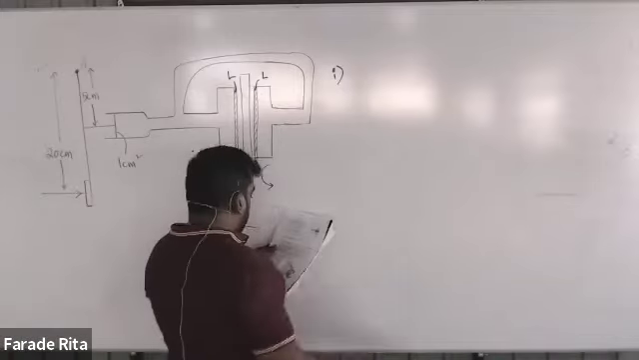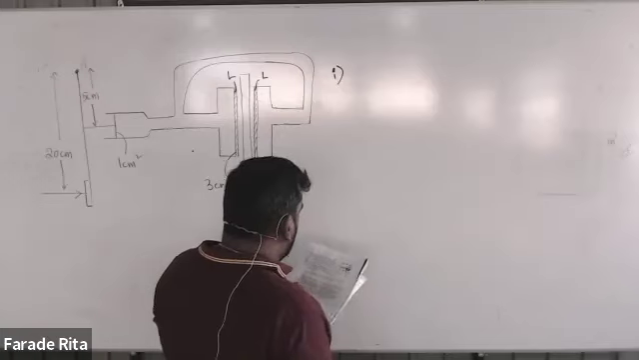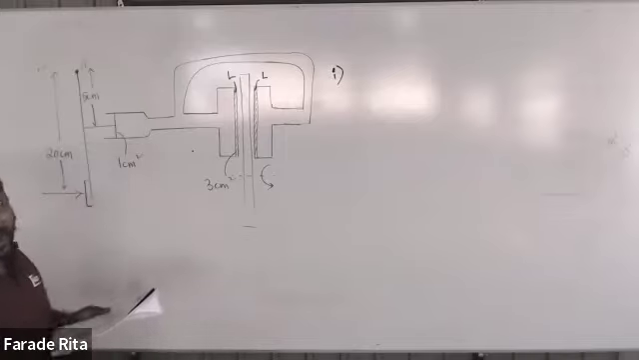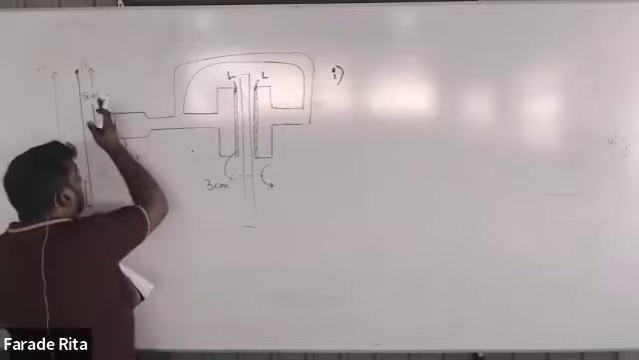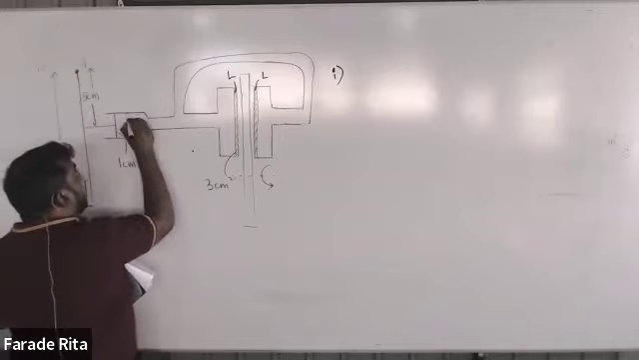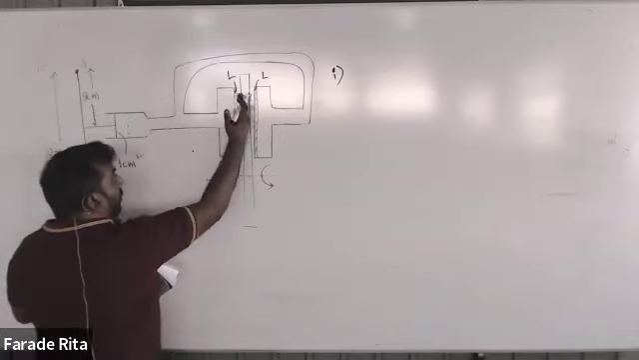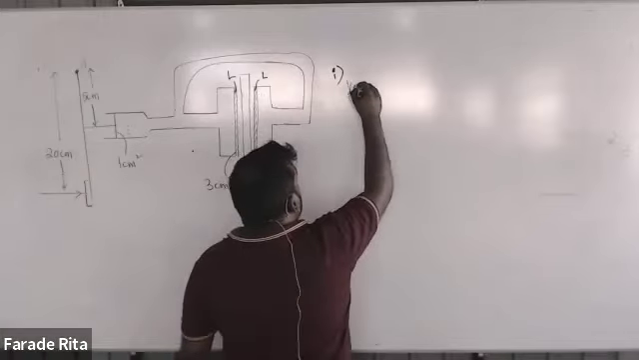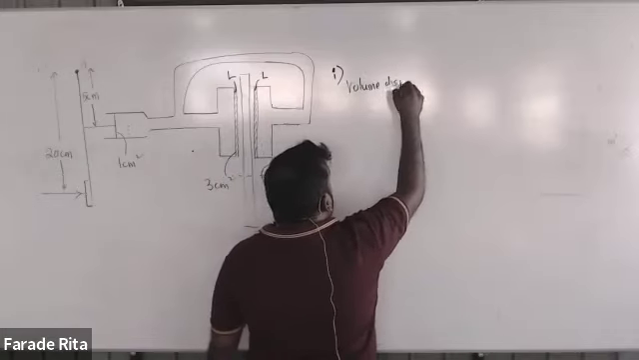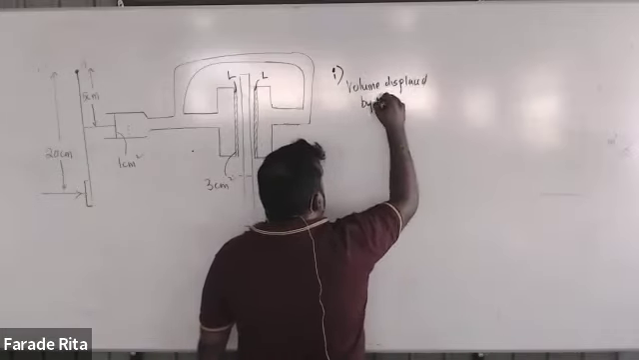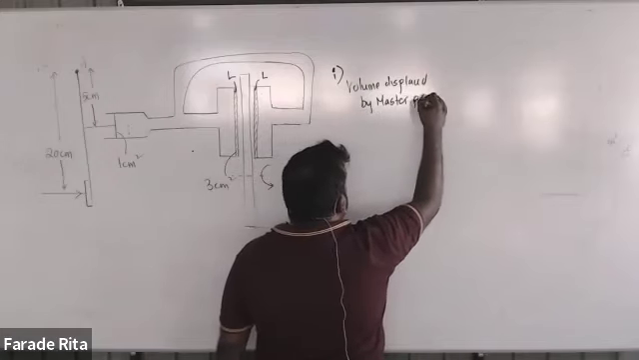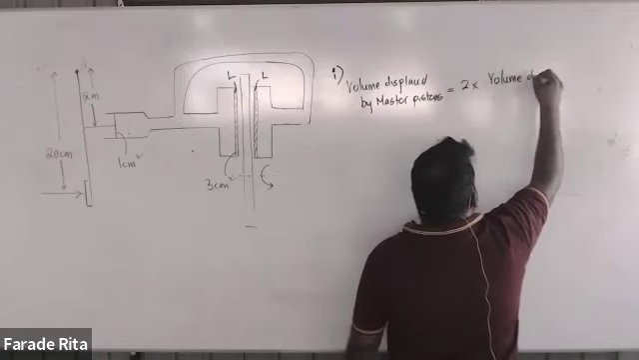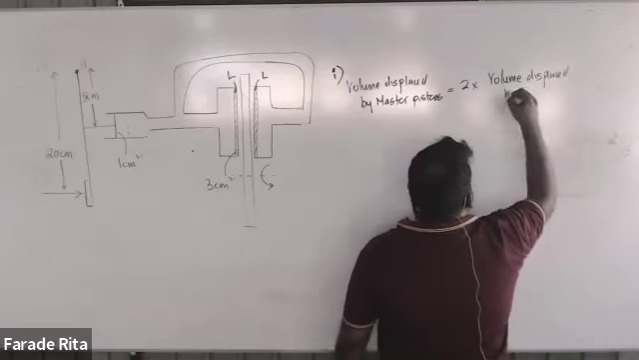Part 1. When a certain force is applied, the master piston moves 0.6 meters. How far does a single brake pad move? Keyword: single. So volume displaced by the master piston and volume displaced by both the pistons should be the same. So volume displaced by master piston equals 2 times volume displaced by brake piston.